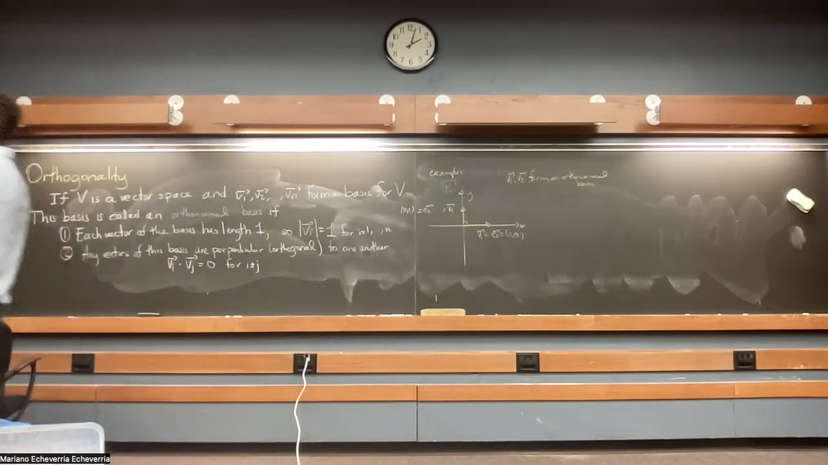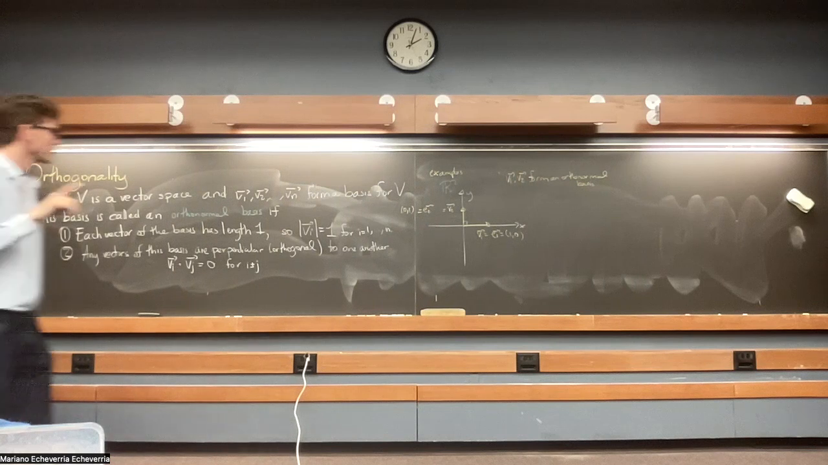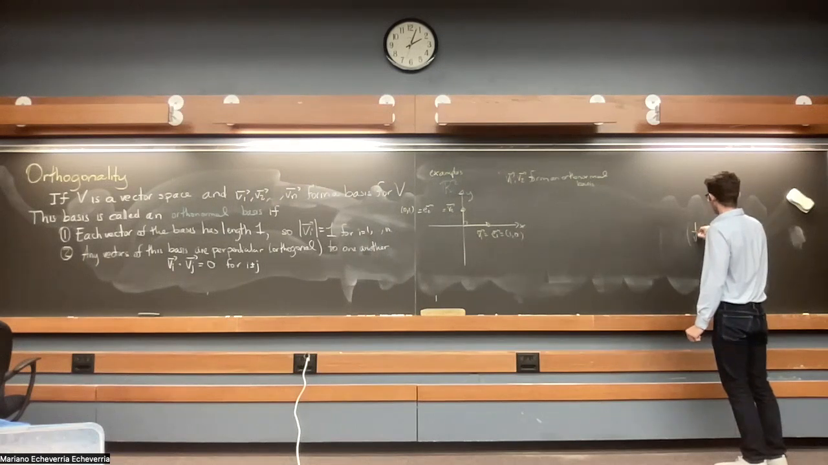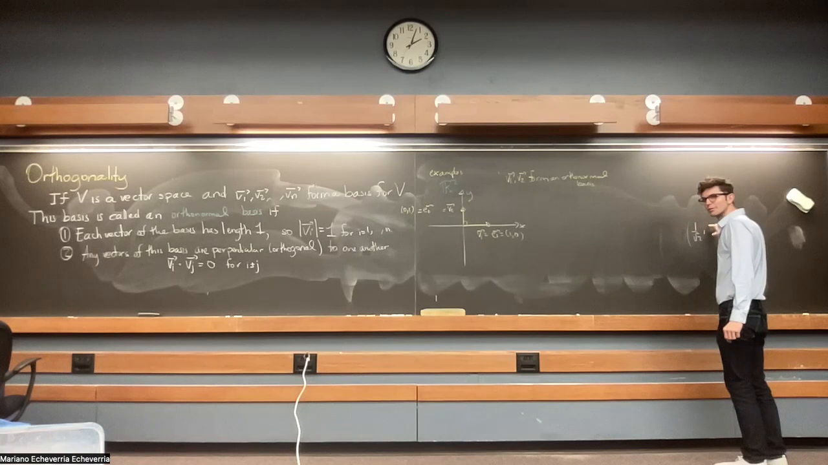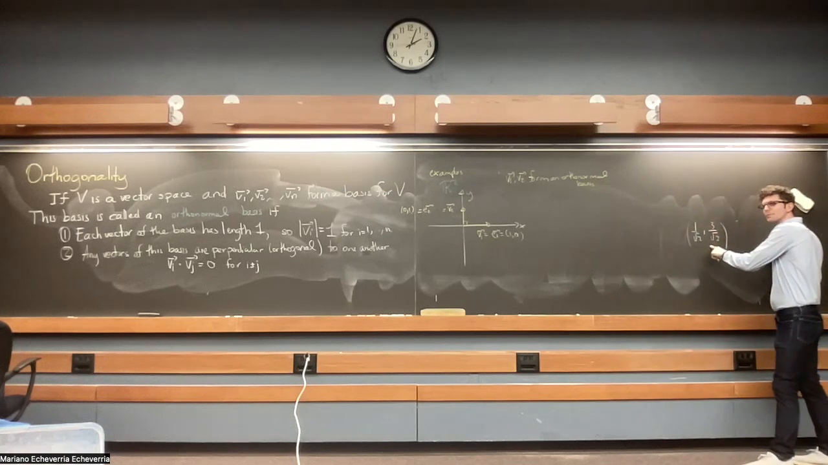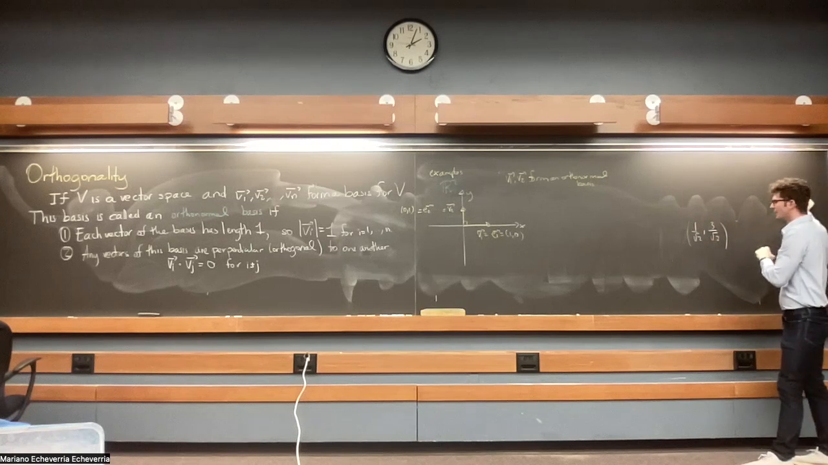Now, the point is that this is not the only option. This is not the only orthonormal basis of R2. Can anyone think of another one? Yeah, 1 over root 2, and negative 1 over root 2, 1 over root 2. Well, the thing is that this one won't have unit length. Oh wait, no, right, it's 1 over root 2 actually. Yeah, 1 over root 2.